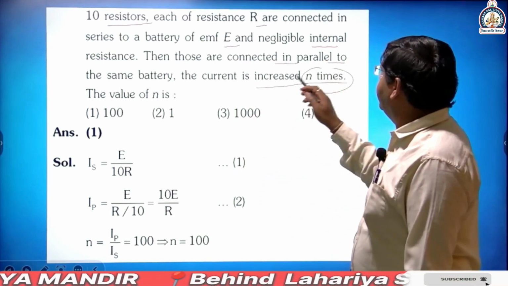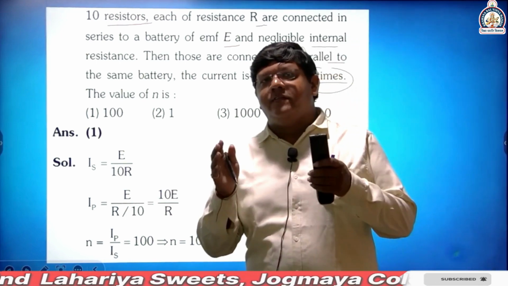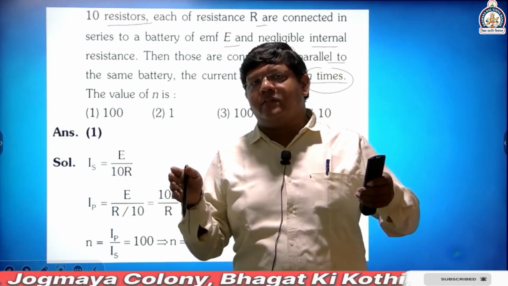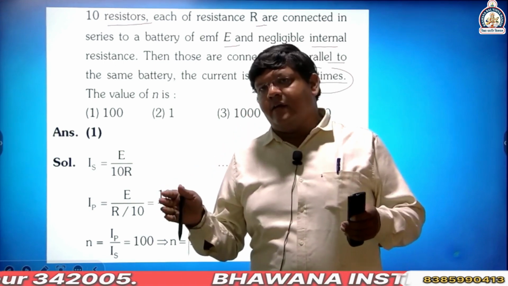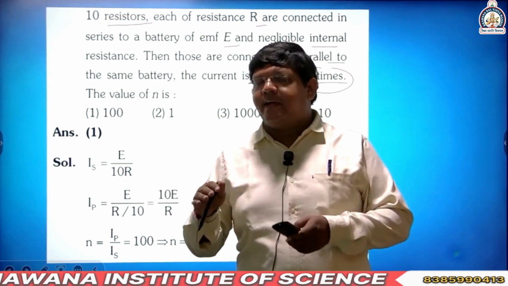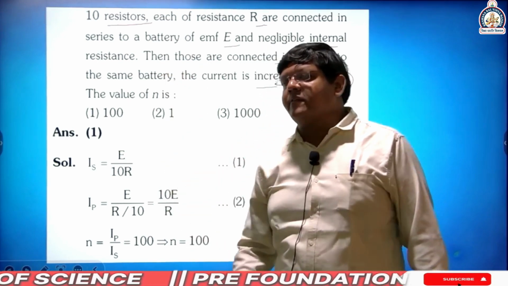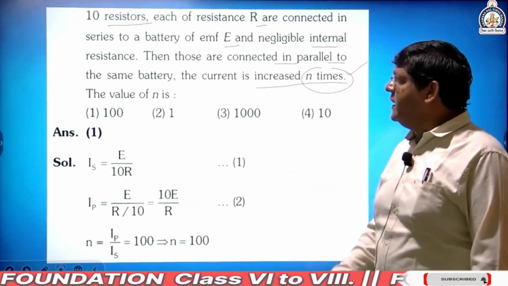Then the current increases N times. As we all know, in series combination, the total resistance adds up. That's why it reduces the current. But in parallel, the value of resistance decreases. Hence the value of current increases. That's why the value of current increases N times.